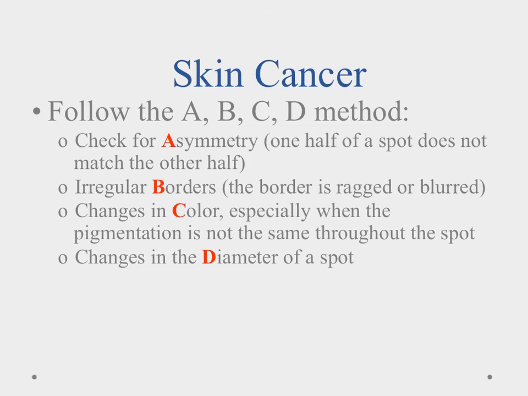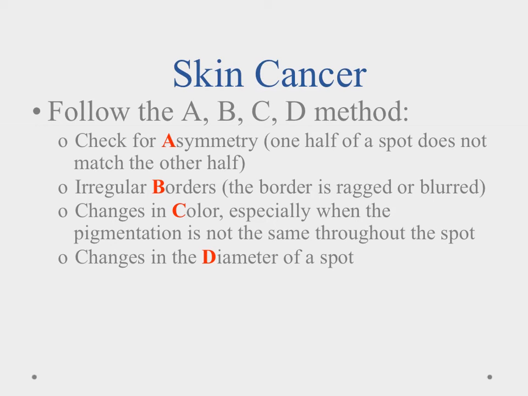Okay, the last thing I want to talk to you about today is skin cancer, and that is just kind of how you would check to make sure that you're not having any. They say to follow the ABCD method. The first is just check for asymmetry, and they'll have pictures in the lessons you can look at, but that's where one half of the spot doesn't really match the other half. So it's asymmetrical, they don't match.